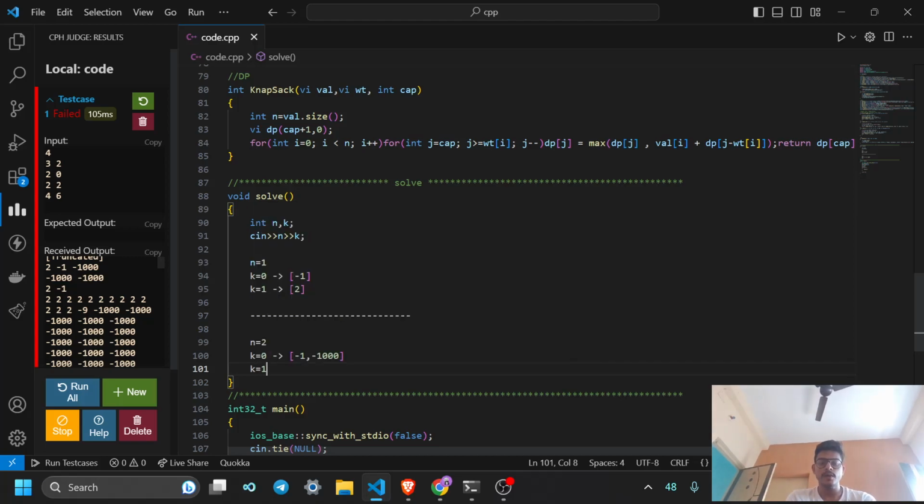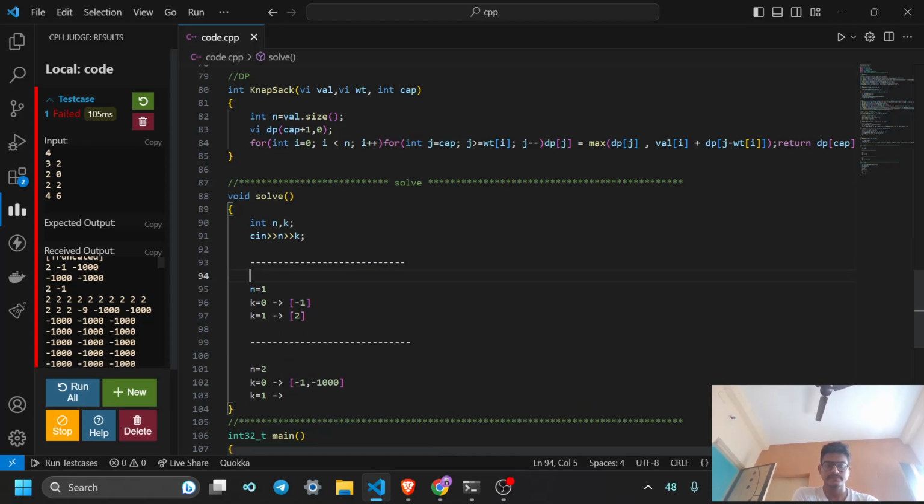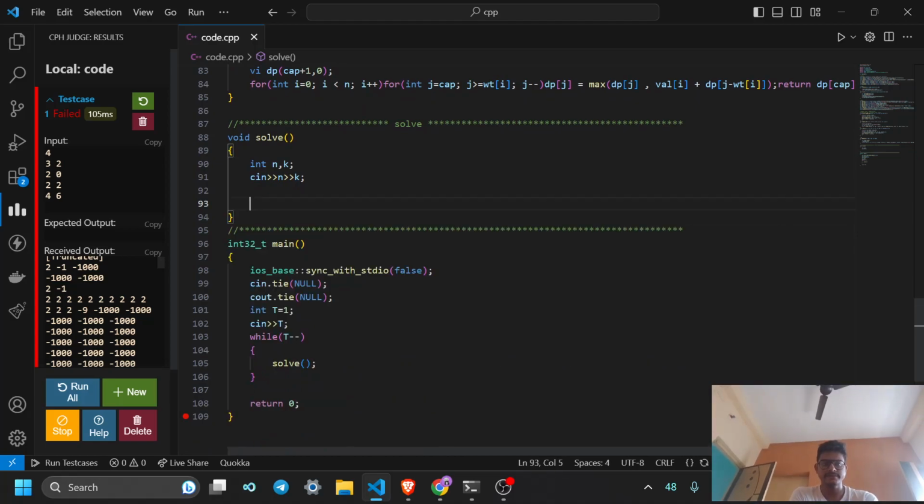So when k equals 1, what I need to do is just copy paste. So let's write it properly. Should I write it in a different section? That will be fine.